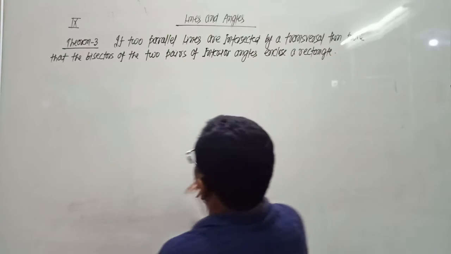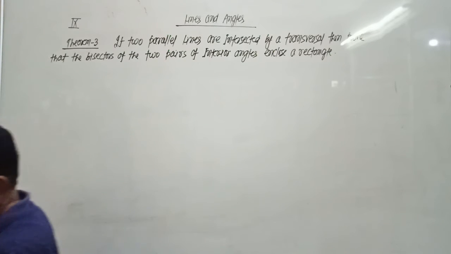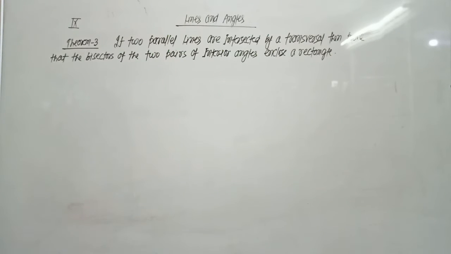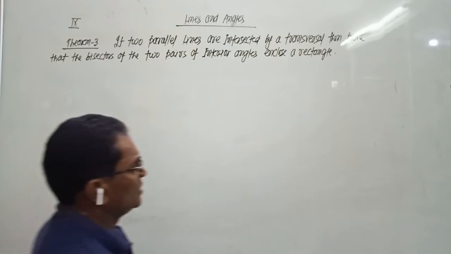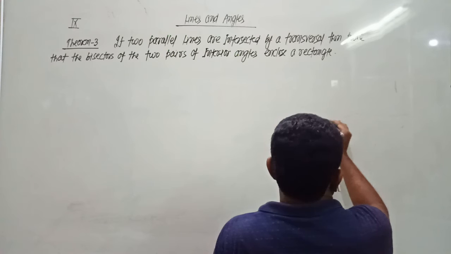We have to prove that if two parallel lines are intersected by a transversal, then the bisectors of the two pairs of interior angles enclose a rectangle. So firstly we draw the diagram.